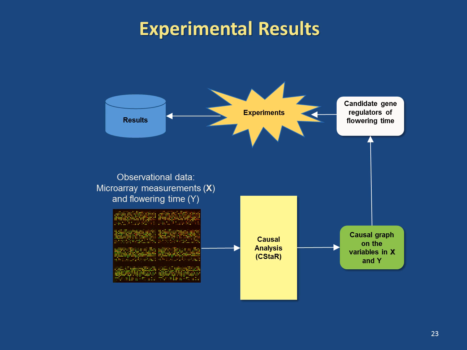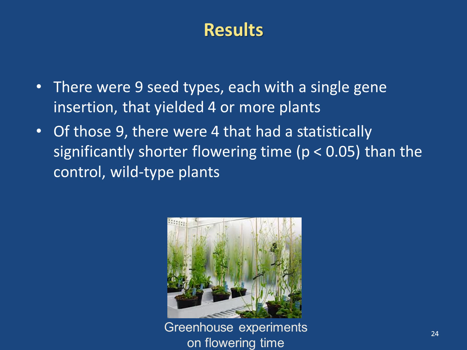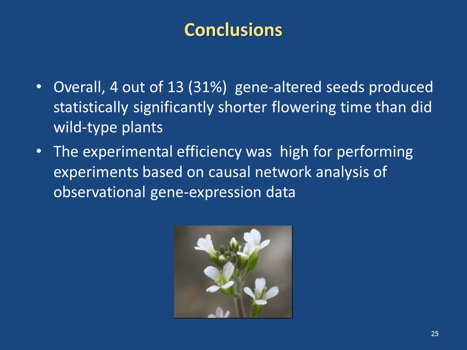So in terms of the results then, there were 9 of those 13 seeds, each with a single gene insertion, that yielded 4 or more plants. And of those 9, there were 4 that had a statistically significantly shorter flowering time than the control wild type plants. Overall then, 4 out of the 13, or 31%, of the gene-altered seeds produced statistically significant shorter flowering time than did the wild-type plants. So it was a pretty high efficiency in terms of identifying genes that affected flowering time.